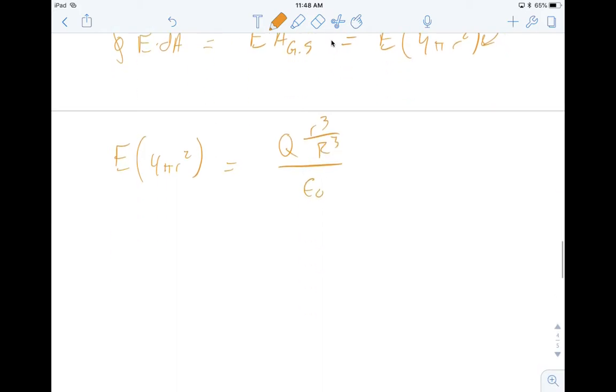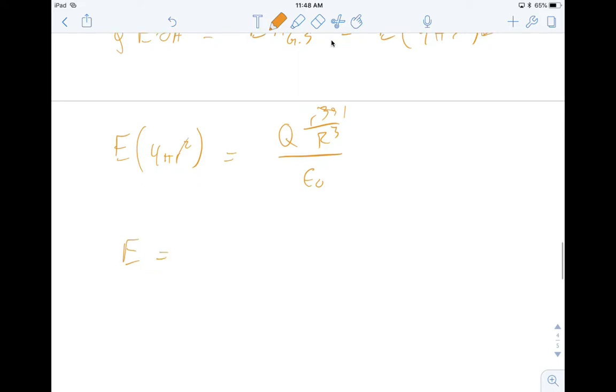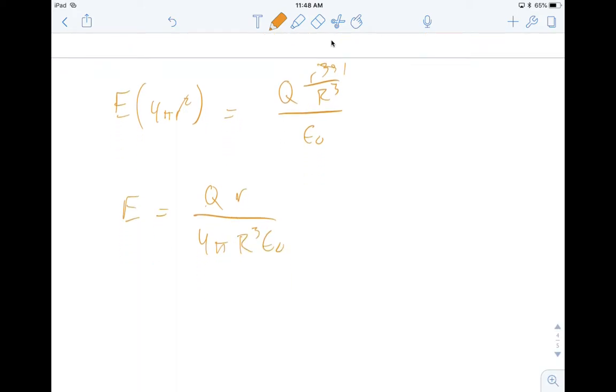Solving for electric field, the r squareds cancel, so we're just left with one r. So we would have E equals Q little r divided by 4 pi big R cubed epsilon naught. That is the electric field inside a uniformly distributed charged insulator.